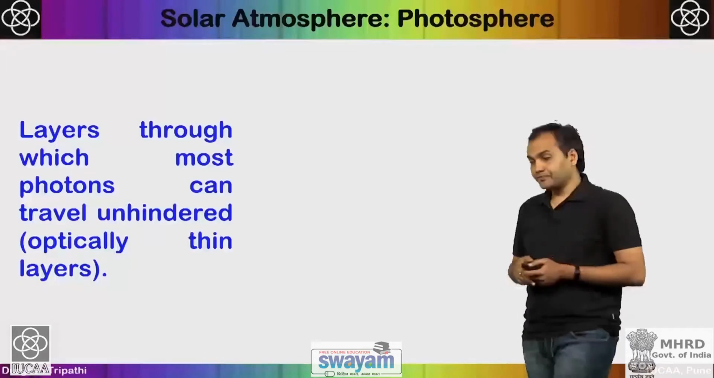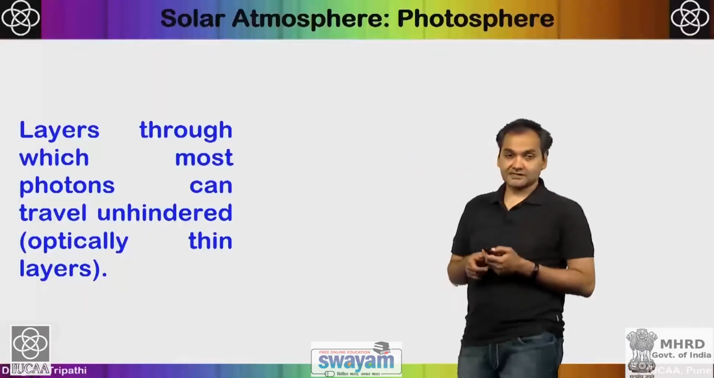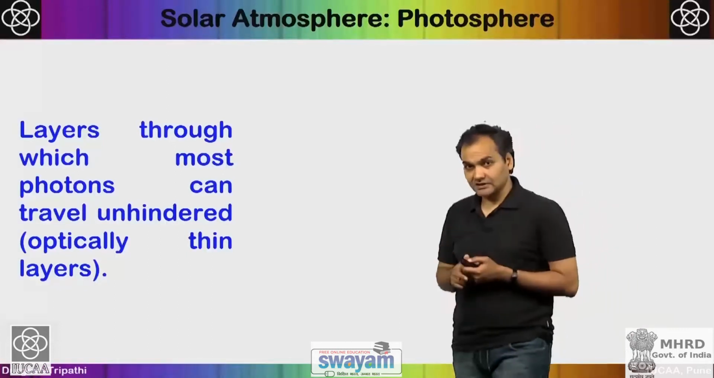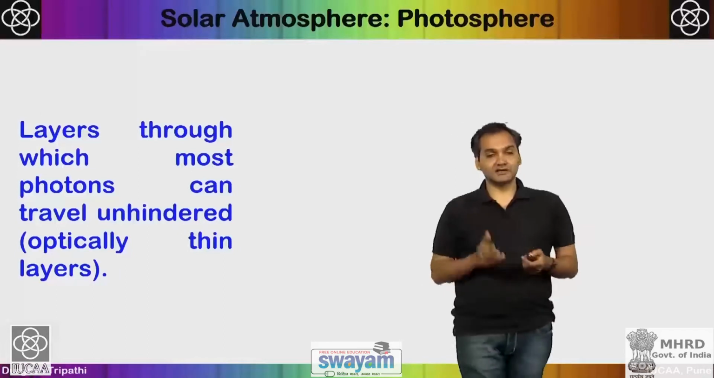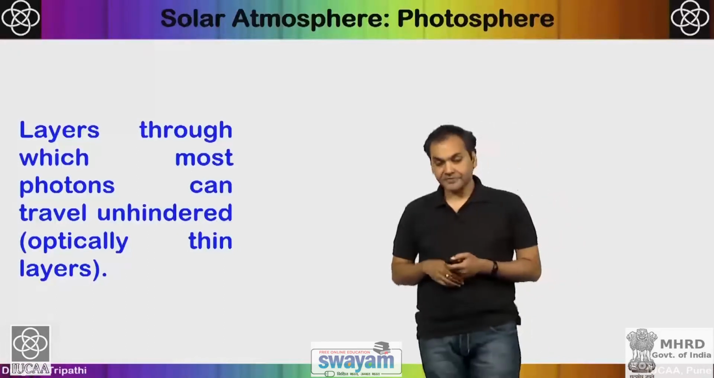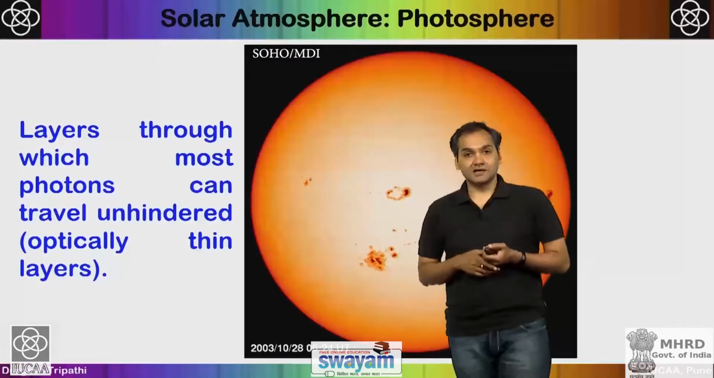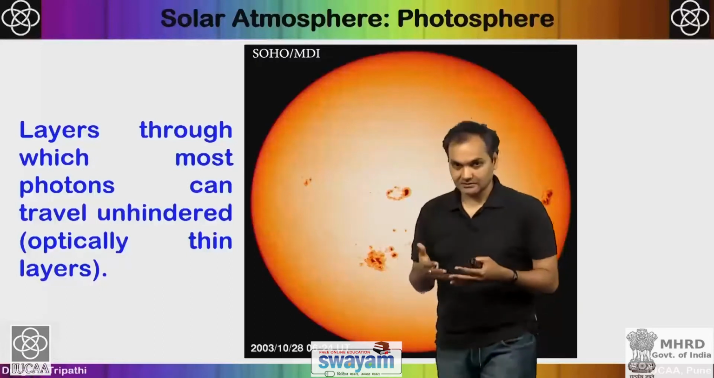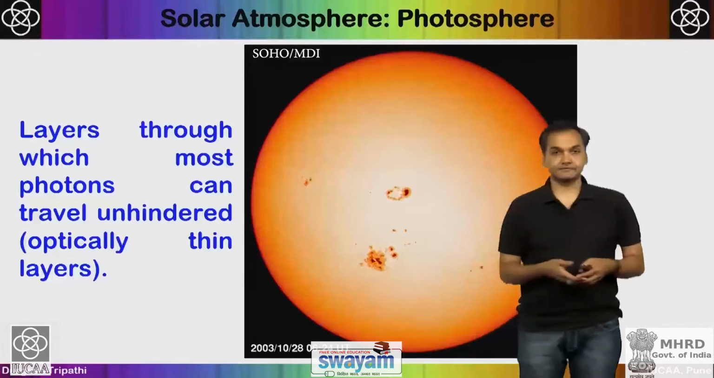Right. So, let us look into the solar atmosphere. As I defined earlier, the solar atmosphere is the layers through which most photons can travel unhindered, and depending on the wavelength you are looking at, these are optically thin and optically thick. What you see as a surface when you image the sun is the lowest atmosphere, that is the photosphere.